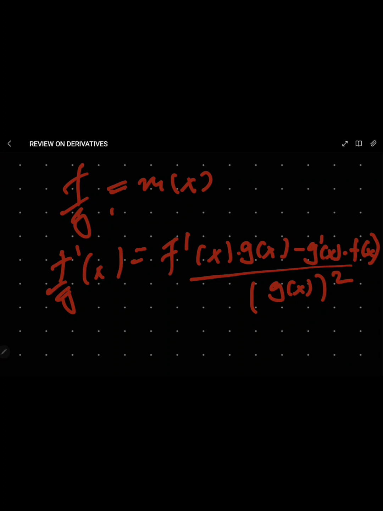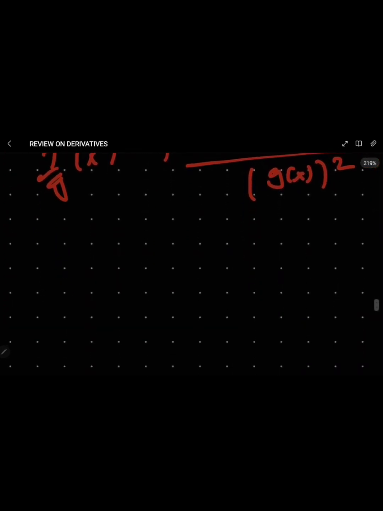The above is for the product. This is for the quotient. Now let's do some examples on this one.